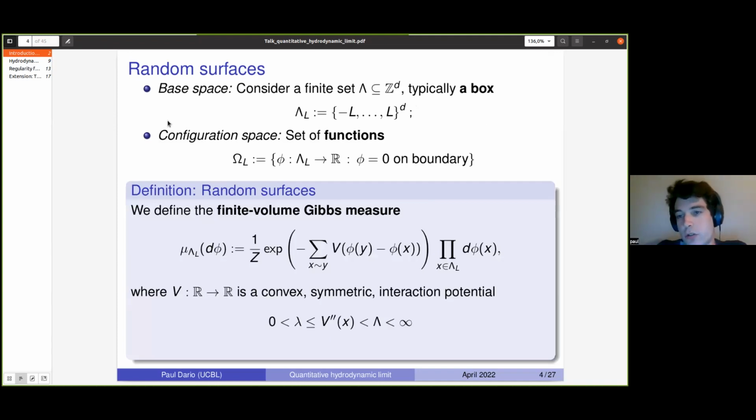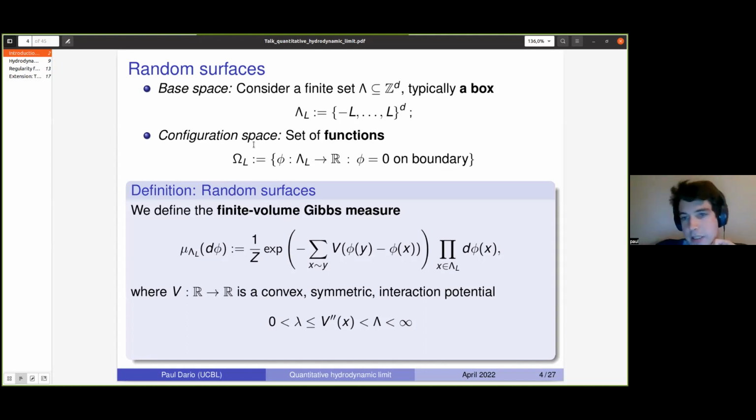So how are we going to define our model and put a probability measure on these surfaces? First, to make sure that everything is rigorously well-defined, we are going to consider a finite set lambda included in Z^d. I will never take something more complicated than a box, and I will center my boxes at 0. Typically, I will denote by lambda_L the box centered around 0, from minus L to L, so the side length is 2L plus 1, the number of integers between minus L and L, including 0. And 0 is the center of the box. So just take a big cube of size 2L plus 1 centered at 0.